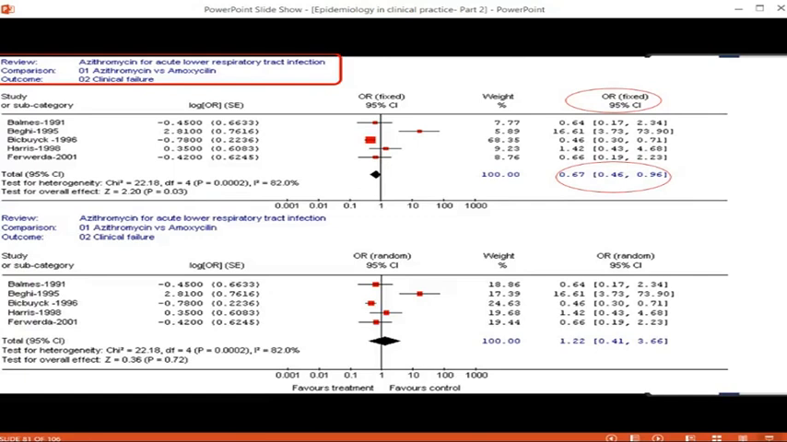But the problem is that your I-squared is 82%. This shows that only 18% of the difference in the results is due to random error or chance. It shows that 82% of it is due to something different in the studies themselves.